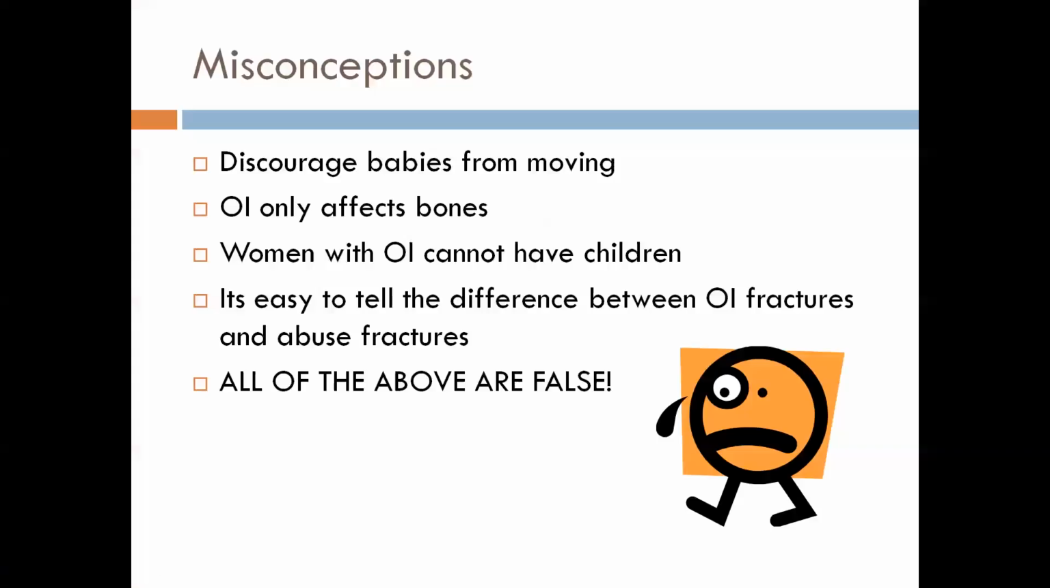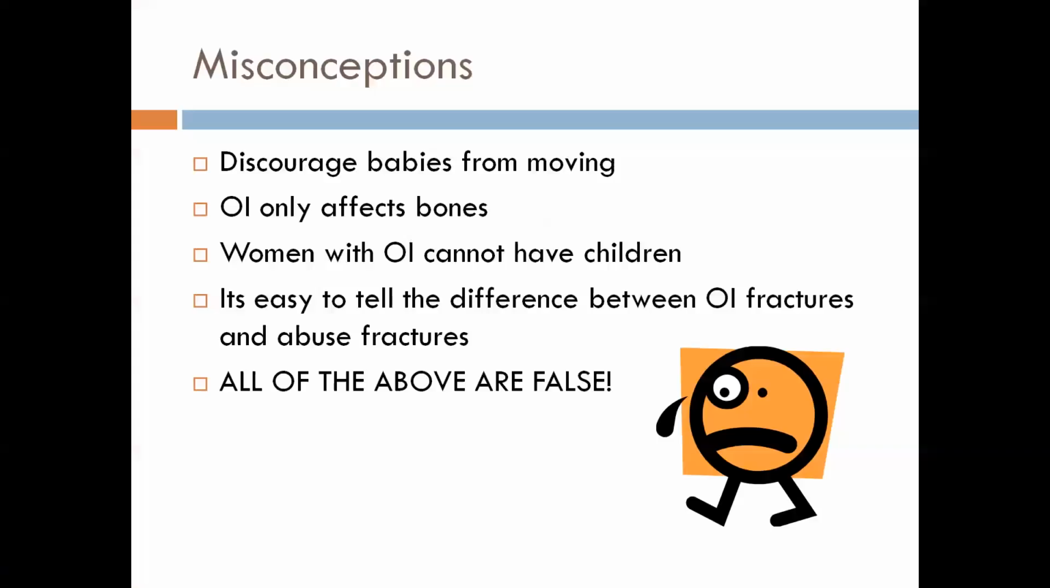Some people believe that you should discourage babies from moving. That is completely false. You actually want to encourage movement because it's not just the bones that are affected with osteogenesis imperfecta. It's also their muscles, and if you're discouraging them from moving, their muscles are never going to get strong, and it's actually going to cause a lot more problems for them as they get older.